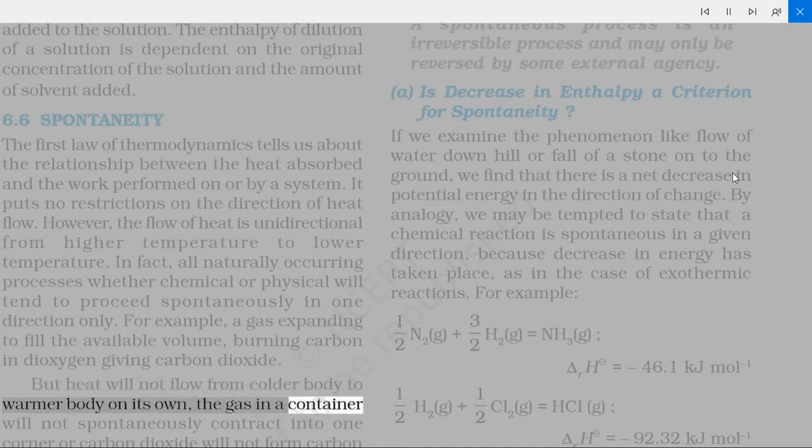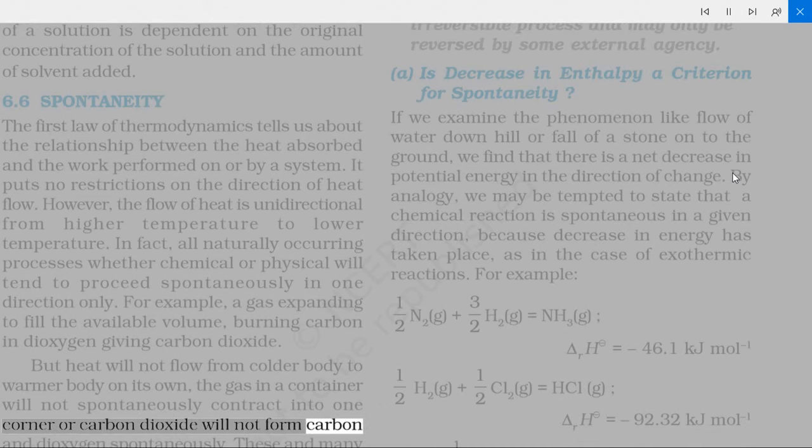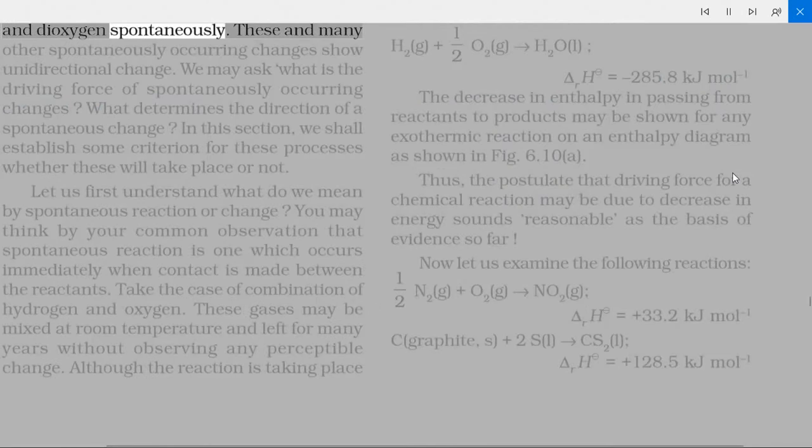The gas in a container will not spontaneously contract into one corner, or carbon dioxide will not form carbon and dioxygen spontaneously. These and many other spontaneously occurring changes show unidirectional change. We may ask, what is the driving force of spontaneously occurring changes? What determines the direction of a spontaneous change? In this section, we shall establish some criterion for these processes, whether these will take place or not.